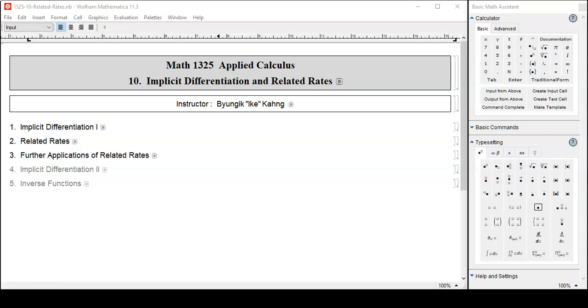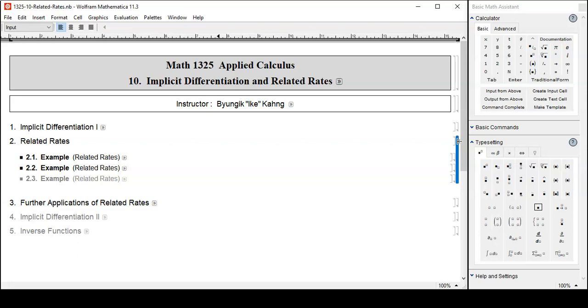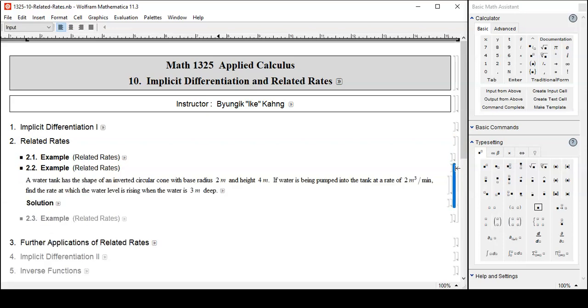Hello students, welcome back. We went through one example on related rates. Wasn't too bad. Now let's go to the second example, and this one is going to be a bit harder.